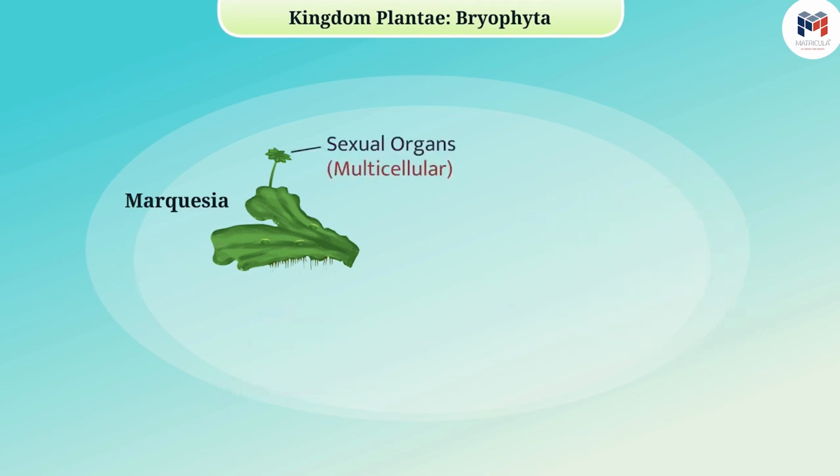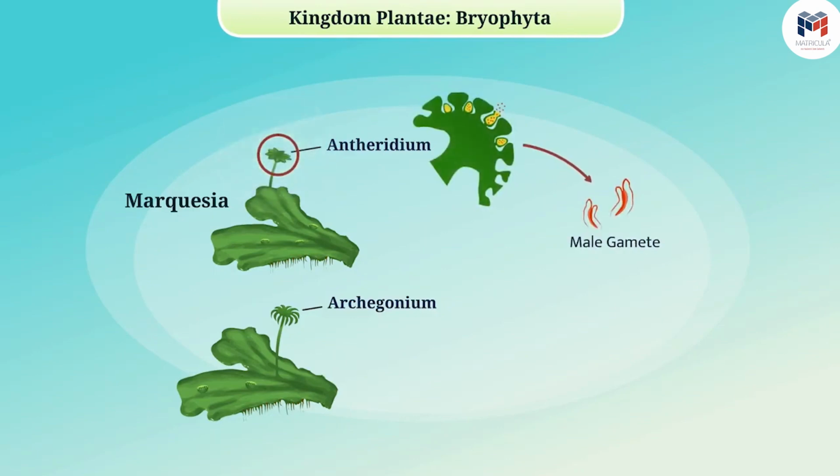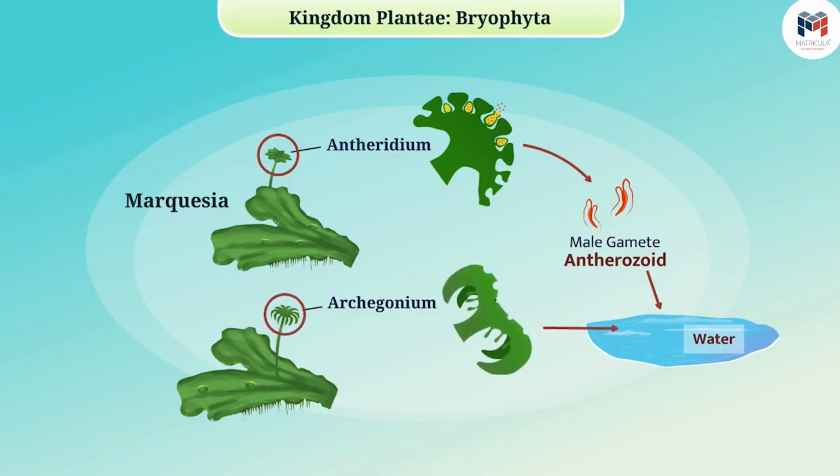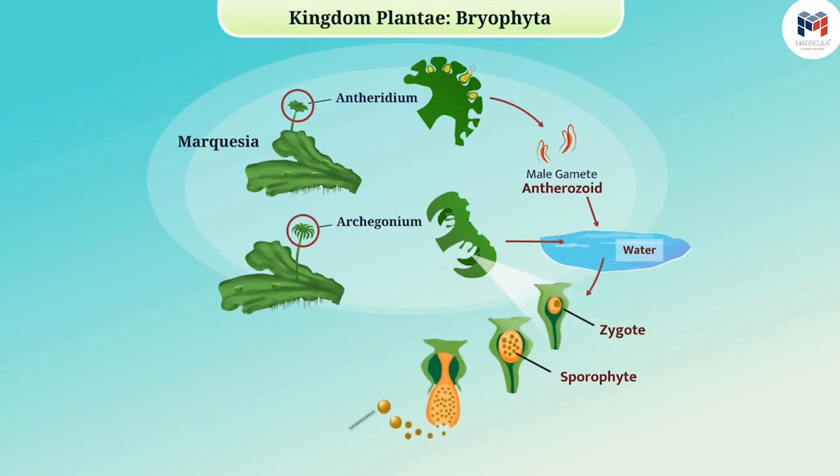The male sex organ is called antheridium and the female sex organ is called archegonium. From antheridia, the male gamete antherozoid is developed, which is released in water. Here, its fertilization occurs with the female gamete egg and the zygote is formed. It is developed into a sporophyte. Some of its cells are converted into spores. It develops and produces new organisms.